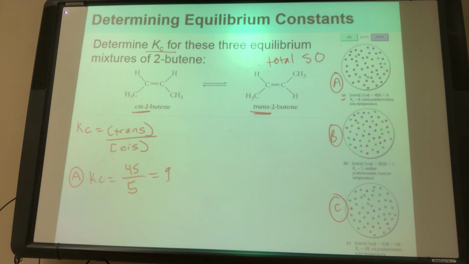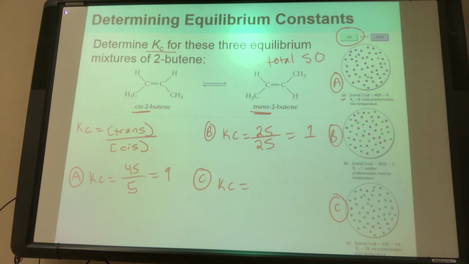So now I have my Kc for A. Let's do B. Kc is, it's going to be my purple over my green. That's kind of a lot. So just pick one of the colors and count. And so if we count the green again, got 1, 2, 3, 4, 5, and so on up to 25. So we got 25 green. So green we said it's a cis, so 25 green. And if there's 25 green, there's 25 purple. So that gives me 1.